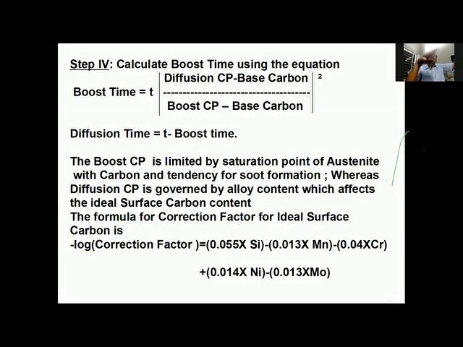So you'll have a typical timing of, let's say, 3 hours or so. And so diffusion time will be the total time minus the boost time.